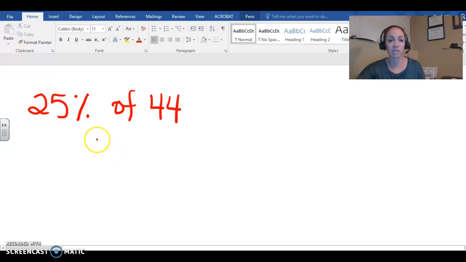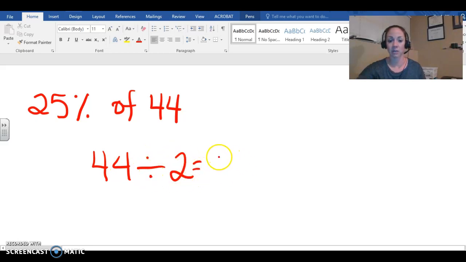Our next strategy is using mental math. Now I realize mental math means I need to be doing it all in my head, but I'm going to write out some of what's going on in my head just so you guys can see. So I know that 25% is half of 50%, right? And 50% would be half of 44. So I know in my head that if I divide 44 by 2, I will get 22, right?